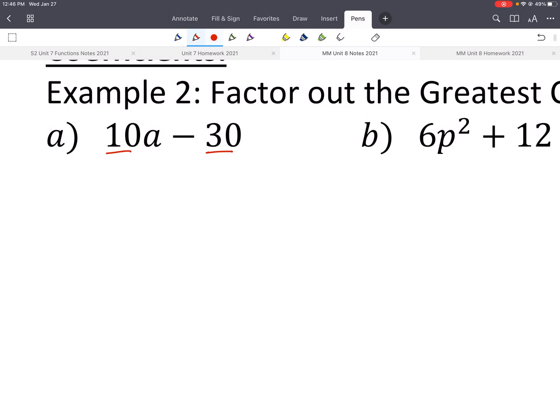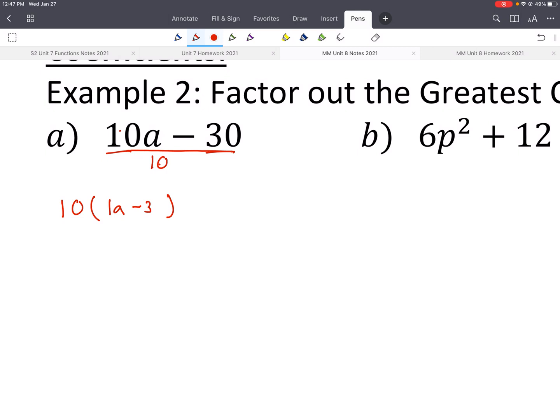So if we take our greatest common factor, we'll put it over here. But then we want to say what is left. Okay, if we take a 10 out, what's left? And to do that, we need to divide everything by 10. So 10 divided by 10 would give us 1. And then we have negative 30 divided by 10 gives us a negative 3.